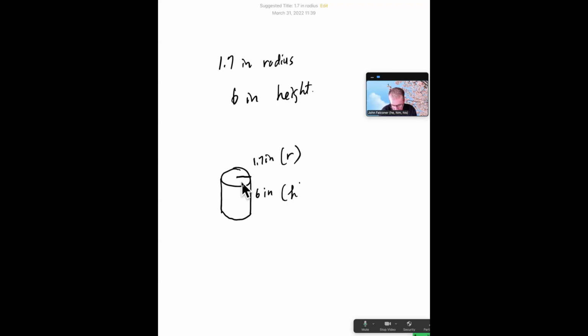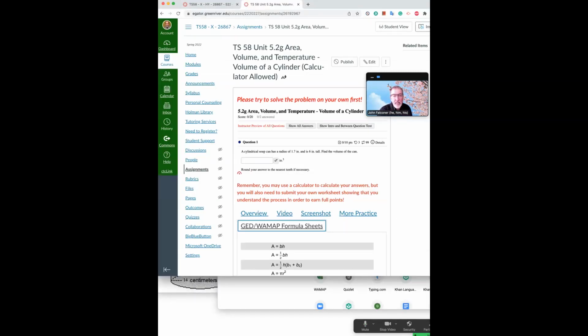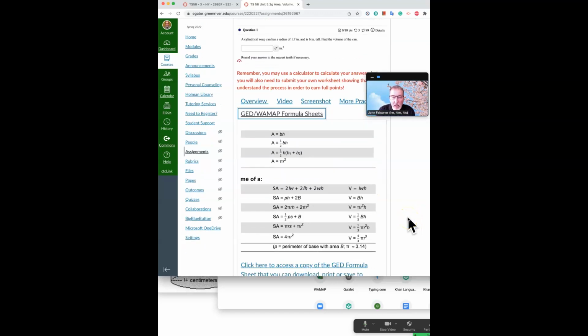And this one is H. So you can use the area, find the area of a circle. So if we go back to that, oops, that's the WAMAP page. Let's see if I can find it easily. Okay, there we go. Area of a circle.